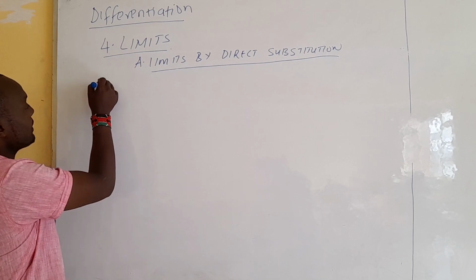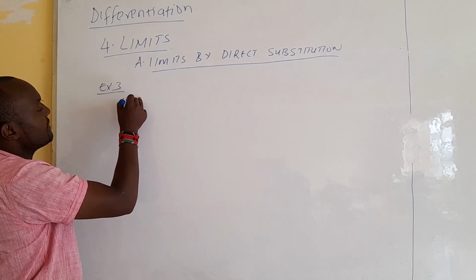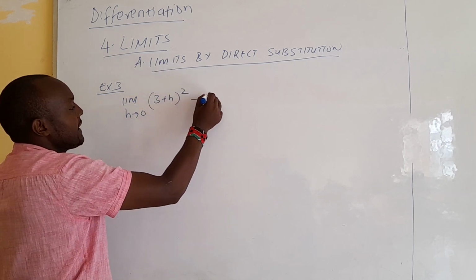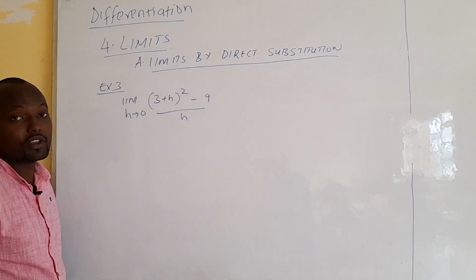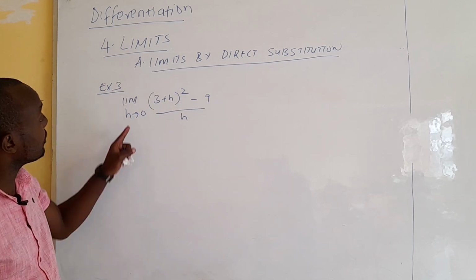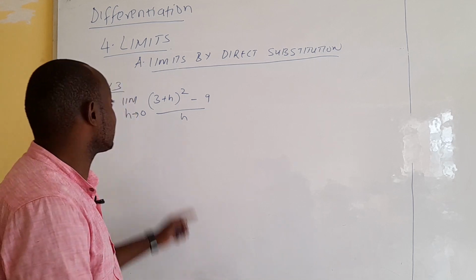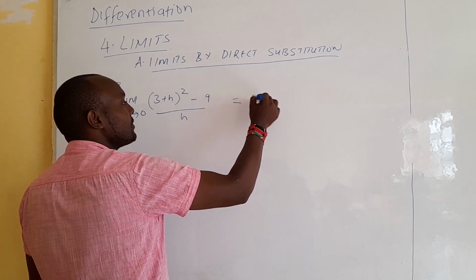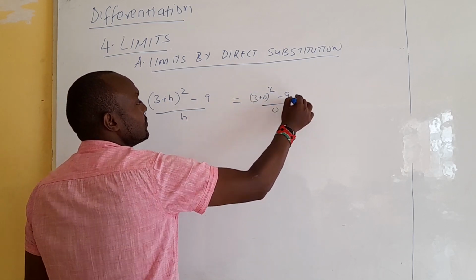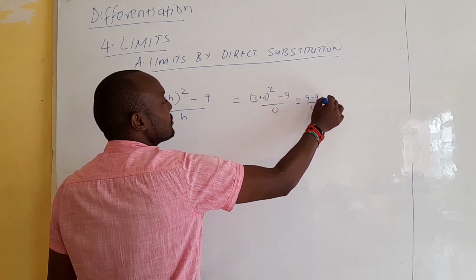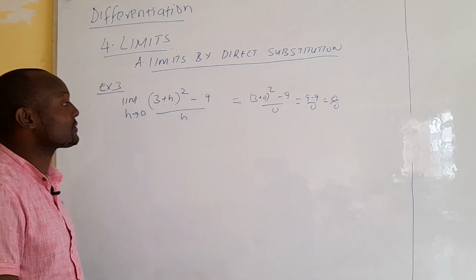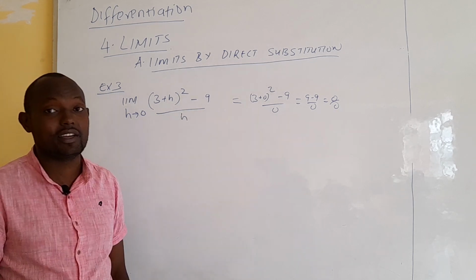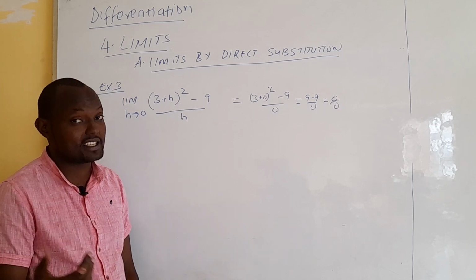So we can get example 3, where we have the limit as h approaches 0 of 3 plus h squared minus 9 all over h. With this one, if we use direct substitution, we will have h as 0, so we have 3 plus 0 squared minus 9 all over 0. So you get 9 minus 9 over 0, which is 0 over 0. Again, we know this cannot be solved directly the way it is. So we need to do some algebra on the same.